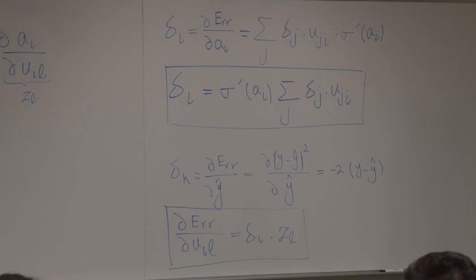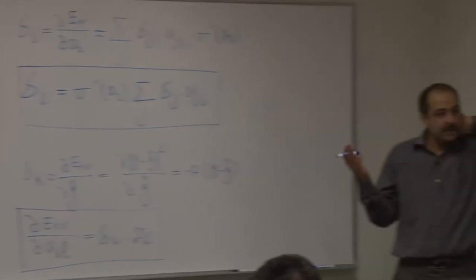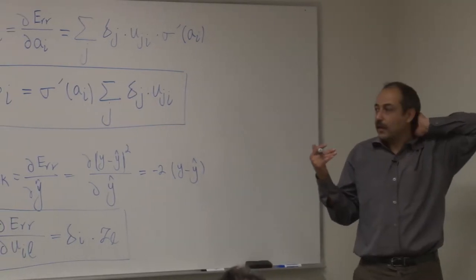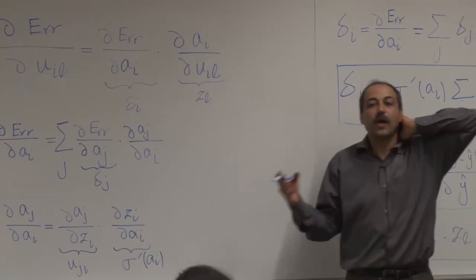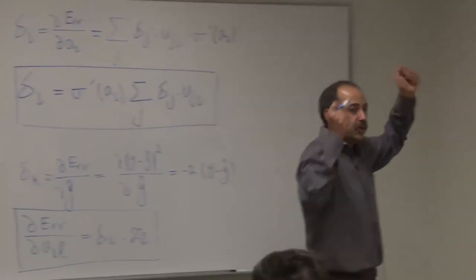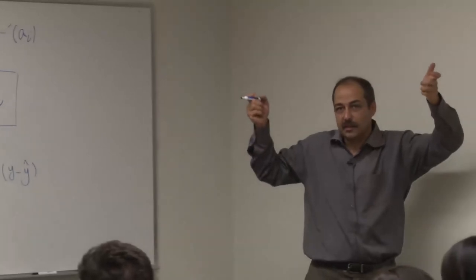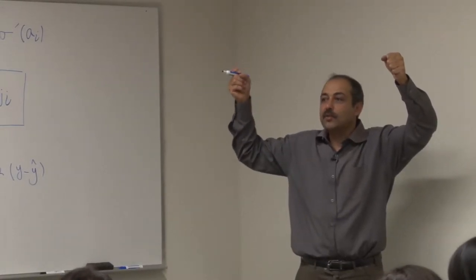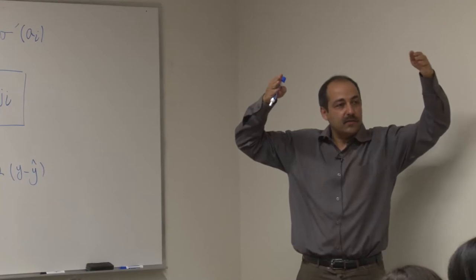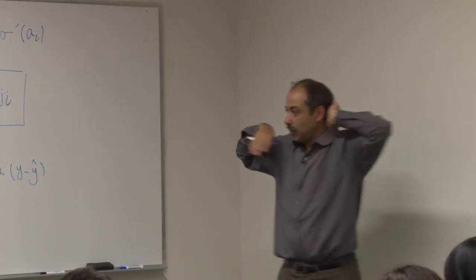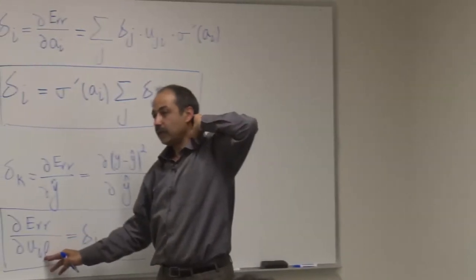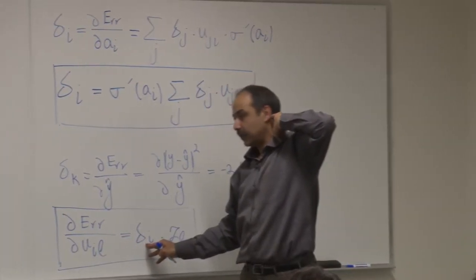So I can do something quite simple. I can feed my network with some initial weights and then compute the error. Then I would like to know how I should change my weights. To know that, I can use gradient descent. To do gradient descent, I need the gradient of error with respect to each weight. I need this quantity and ZL.